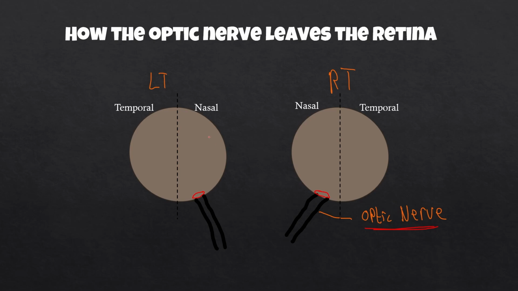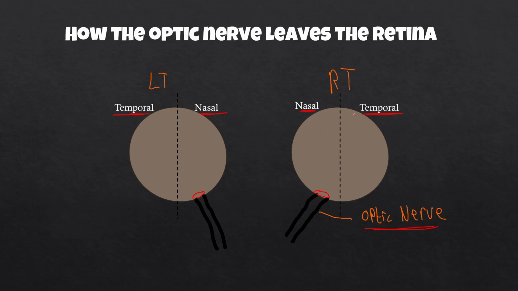Now it's very important: if we divide the eye into nasal and temporal parts, the optic nerve itself exits from the nasal part of the eye. Now, why is this important?